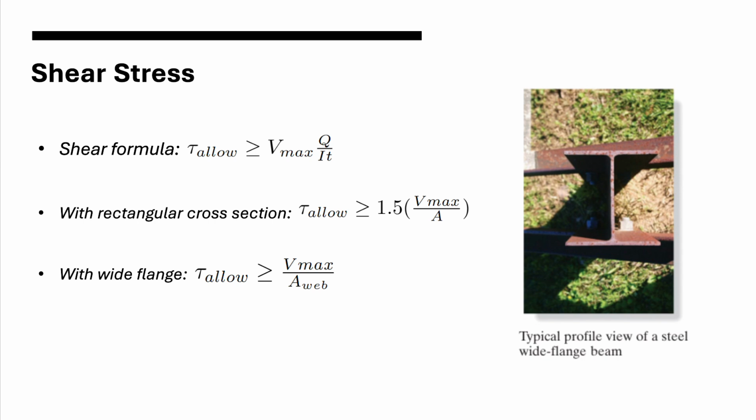Next, we go to shear stress, which we are all very familiar with: shear stress allowable is greater than or equal to V max times Q over I t. With a rectangular cross-section, think like a hollow beam, it is going to be shear stress allowable is greater than or equal to 1.5 times V max over A. With a wide flange, which you can see an example of on the right, it is going to be shear stress allow is greater than or equal to V max over the area of the web.